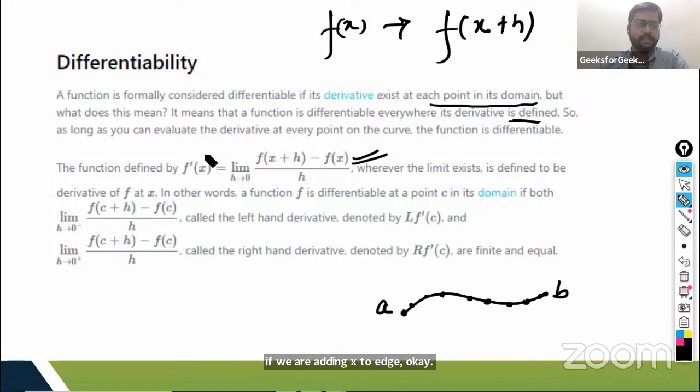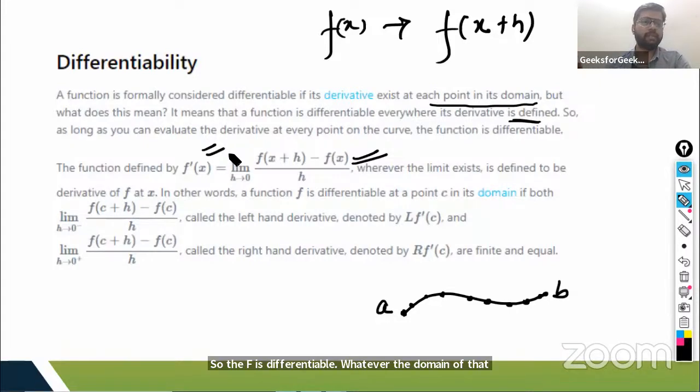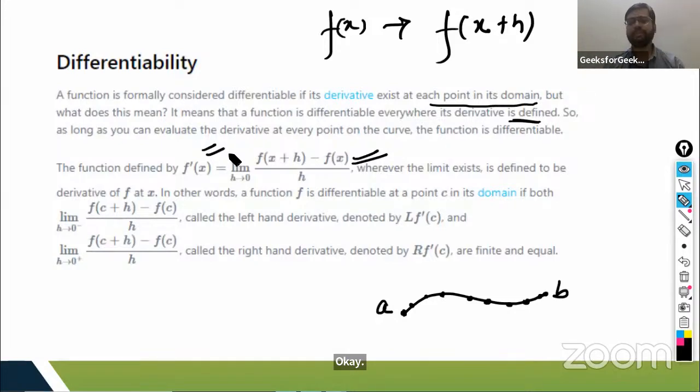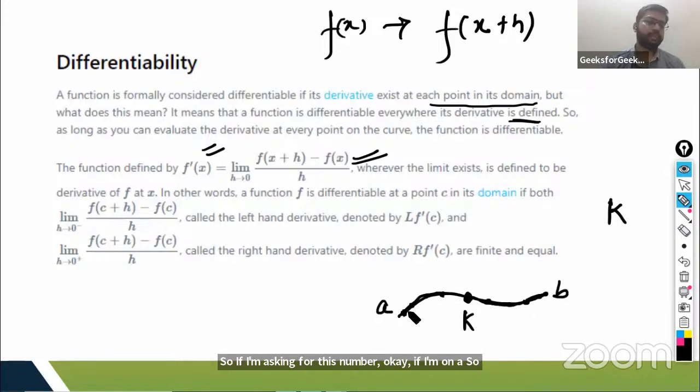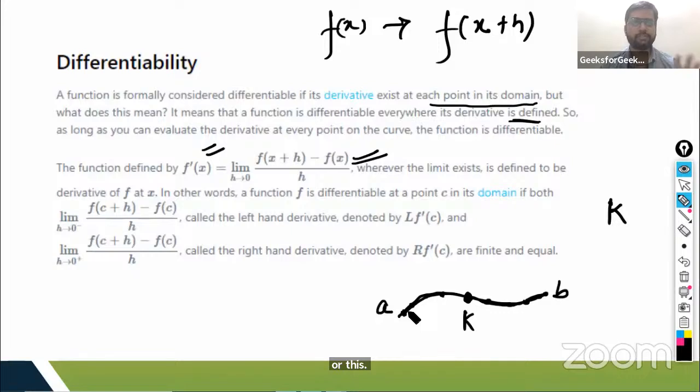So if the limit exists in this format, f dash x is equal to the limit as h tends to 0 of f(x plus h) minus f(x) upon h, is this defined over the function? So f is differentiable, whatever the domain of that function is, it will be applicable entirely. So if domain is applicable, suppose I'm asking for the domain point C or K, so if I'm pointing at this number, the equation will be differentiable this way or this way, both, right? थोड़ा सा बस समझना है, ज्यादा नहीं समझने की जरूरत है अभी, क्योंकि ये बहुत छोटी सी चीज मैं आपको समझा रहा हूँ डिफरेंशियबिलिटी का.